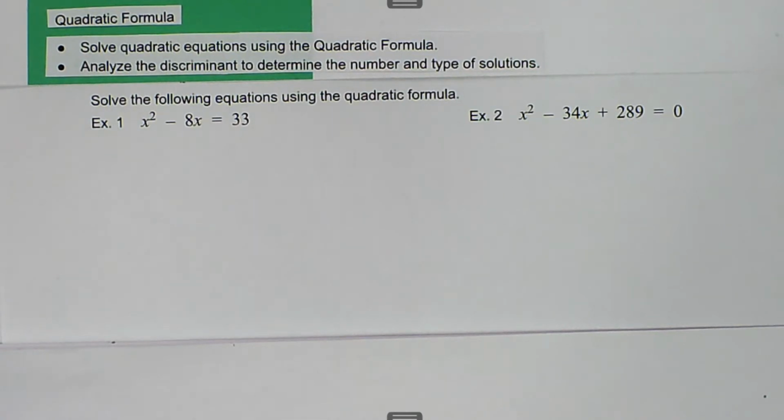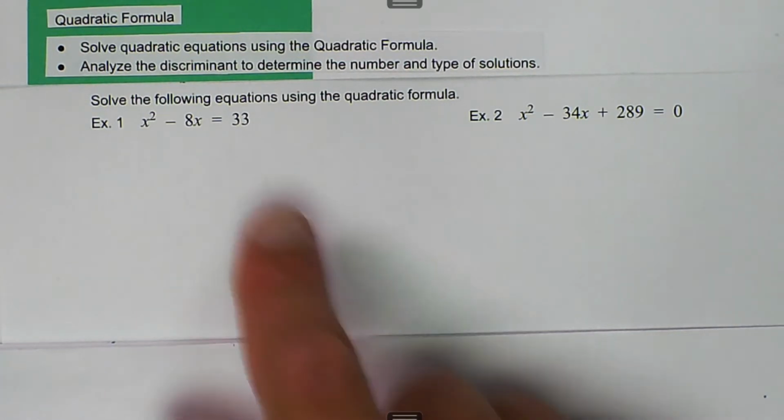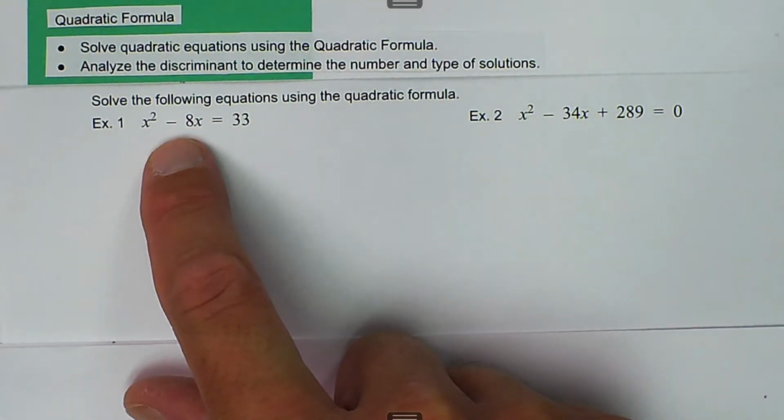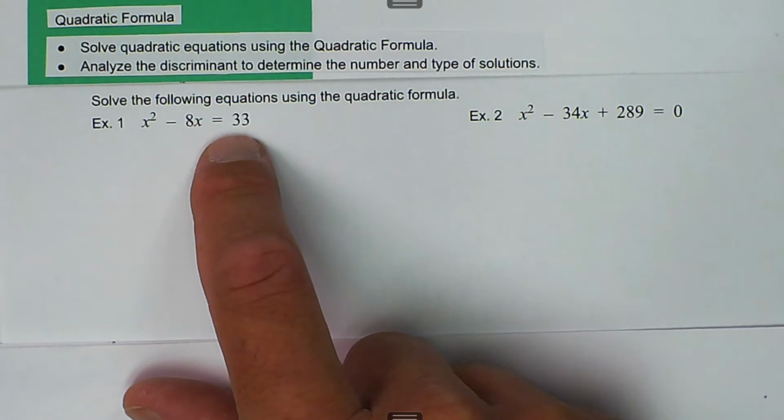We are talking about the quadratic formula, and we want to solve quadratic equations using the quadratic formula. So we have x squared minus 8x is equal to 33. And when we're using the quadratic formula, we need to have whatever the quadratic equation has to be equal to 0.